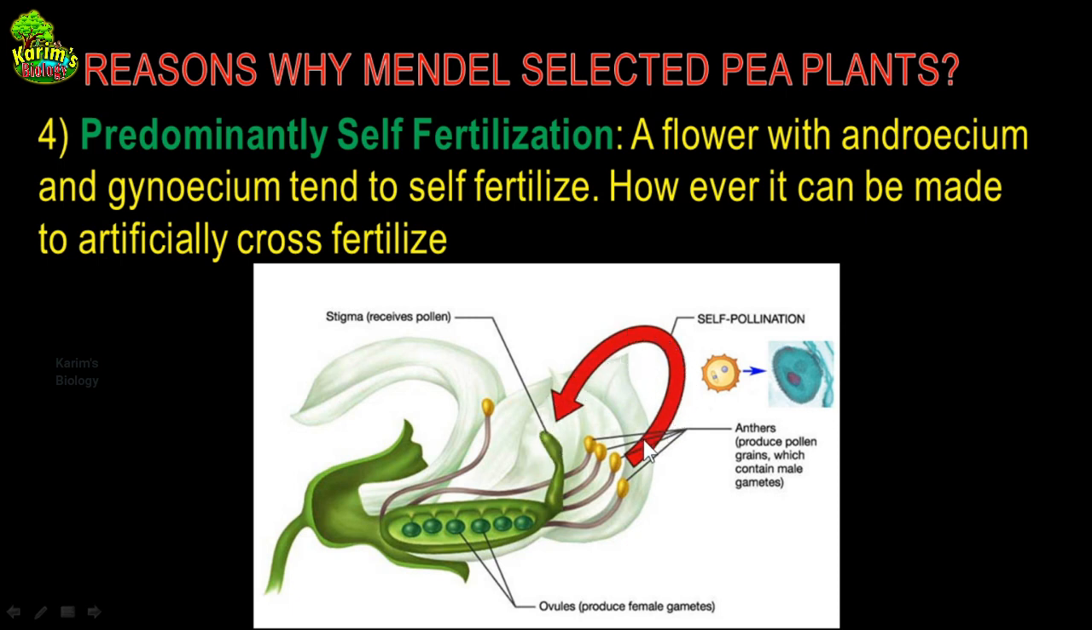This is called self-fertilization. And there is maximum scope of self-fertilization in the pea plants because pollen grains and stigma are side by side. Even the slightest blow of wind, even a short visit from an insect can carry the pollen grain from the anther to the stigma. That's why they perform predominantly self-fertilization. Okay, don't think that only this is possible in this flower. However, it can be made to artificially cross-fertilize.